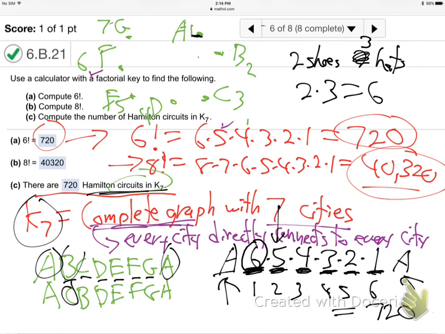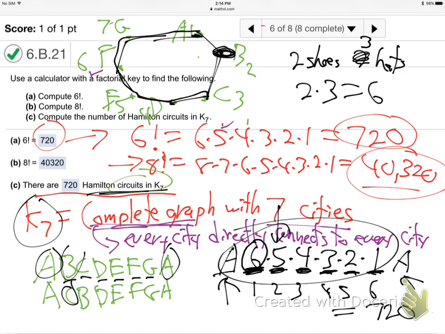If you start at A and do some loop like this, is it any different if I started at B and did that same loop? That's the same loop, you see. So if you just count all the loops that start at A, you've got all the loops, period. Because you could start any of those loops somewhere else. So this is all the loops, 720.